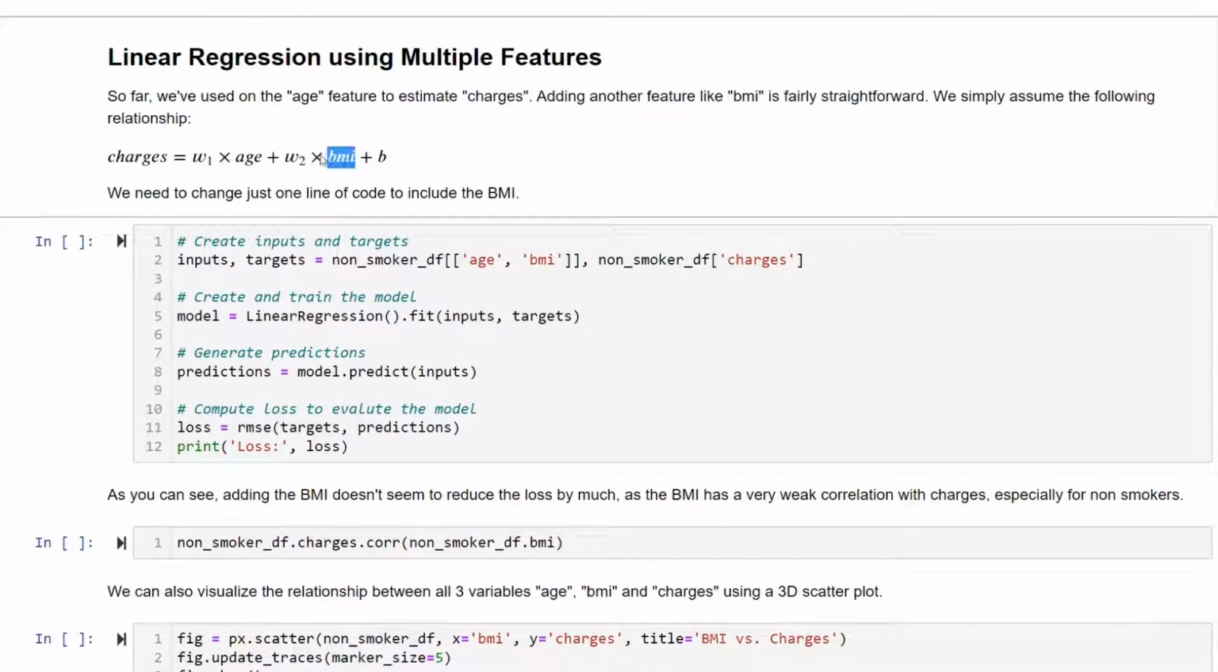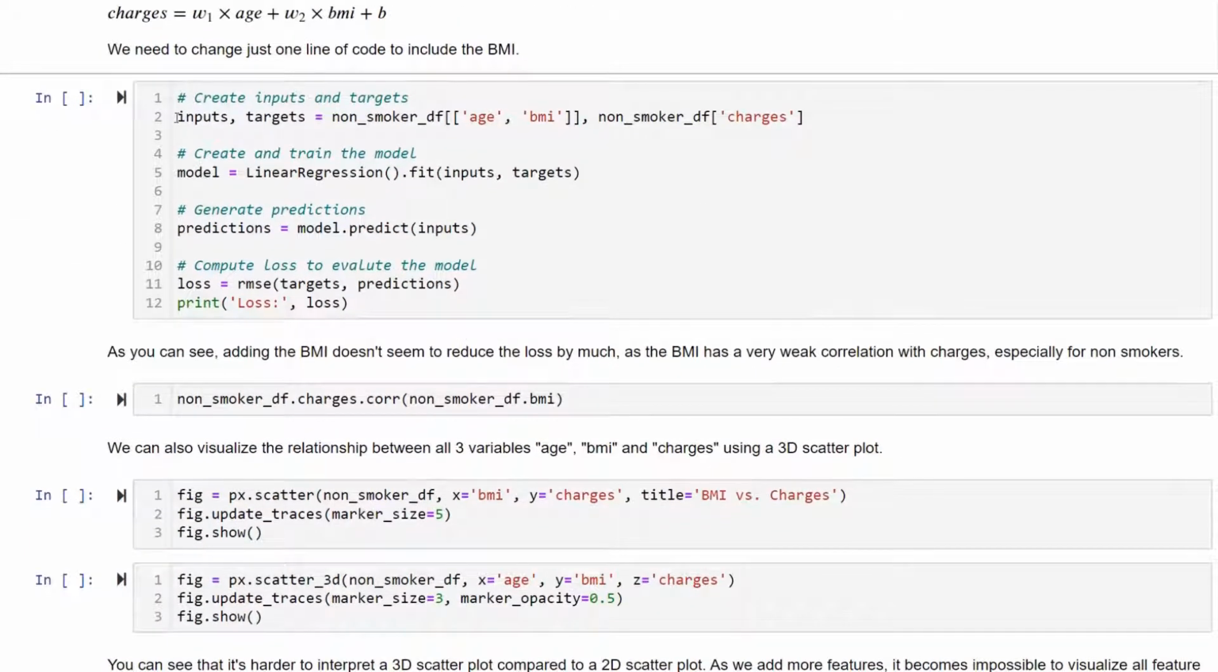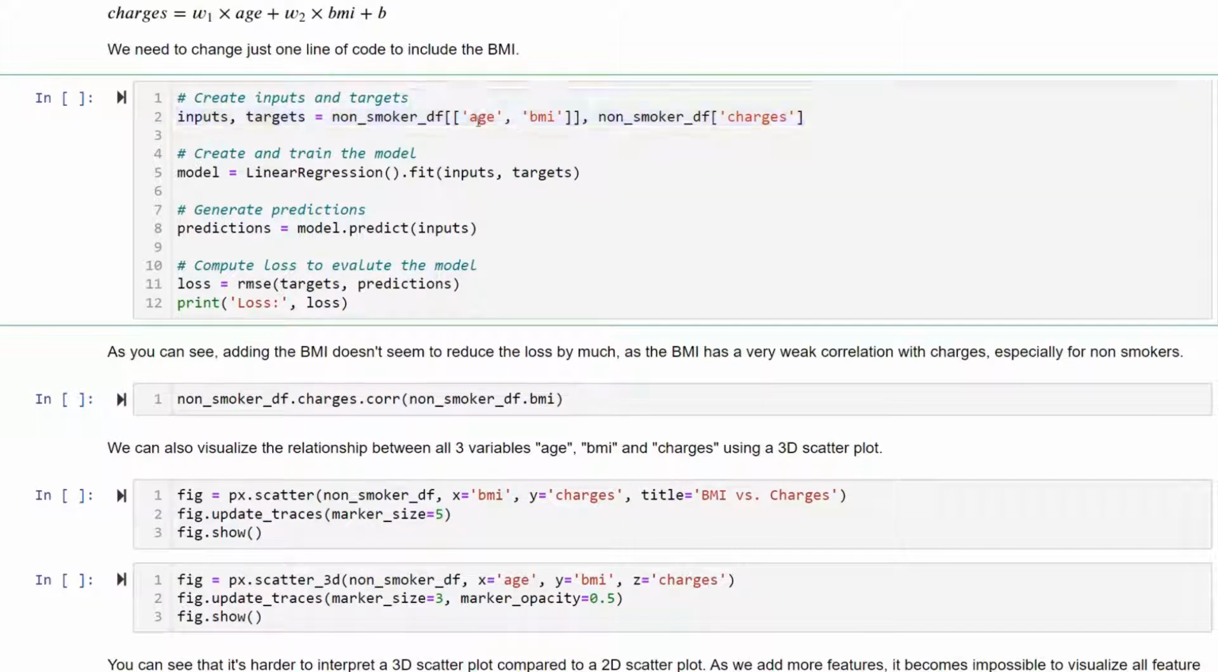We have to combine the age and BMI with the line equation. So the line equation will be W1 into age plus W2 into BMI plus B. The x-axis has been divided into these two parts. Let us give the inputs and targets. I am going to give the non-smoker age and the BMI as inputs, and the non-smoker charges are the target values. So I have represented the age and the BMI in the x-axis plane.